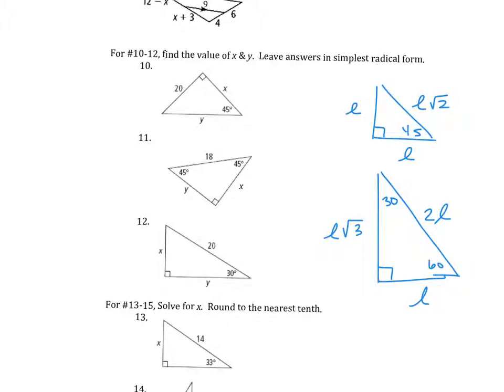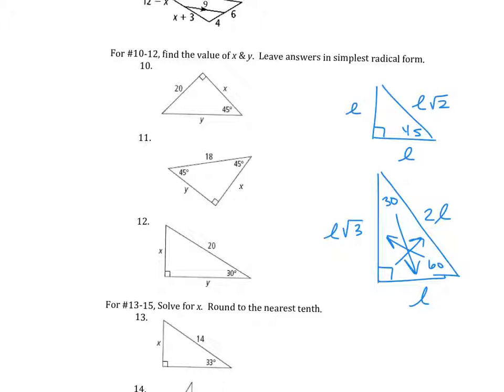So make sure that across from your 30 is your L, across from your 60 is your L rad 3, and your hypotenuse is 2L. And that in the 45, 45, 90, you have L, L, L rad 2. Okay.